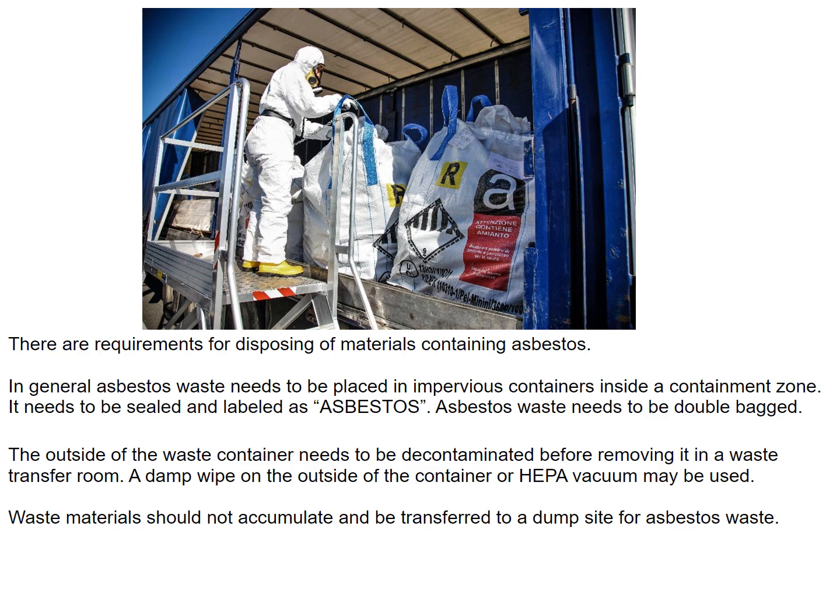There are requirements for disposing materials containing asbestos. In general, asbestos waste needs to be placed in impervious containers inside a containment zone. It needs to be sealed and labeled as asbestos. Asbestos waste needs to be double-bagged. The outside of the waste container needs to be decontaminated before removing it in a waste transfer room. A damp wipe on the outside of the container or a HEPA vacuum may be used. Waste material should not accumulate and should be transferred to a dump site for asbestos waste.